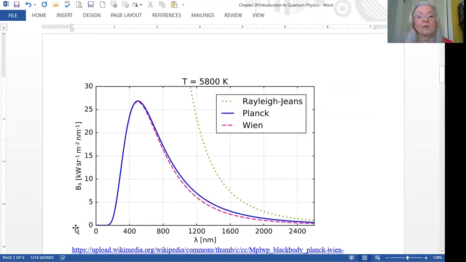You can see we've got three curves. We've got the Rayleigh-Jeans curve, we've got the Planck curve, and we've got the Wien curve. And the Wien and the Planck agree strongly. The Rayleigh-Jeans, well, it's a little just crazy when we look at it.